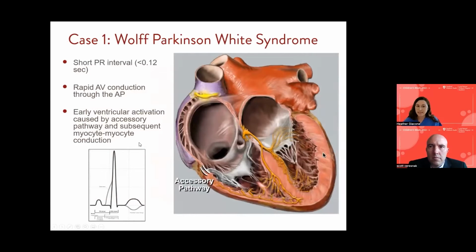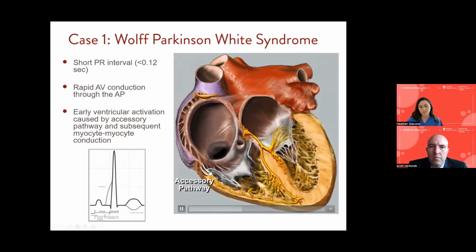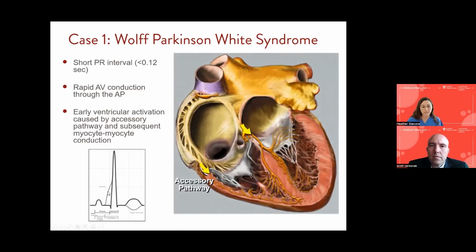So she is a case of likely Wolff-Parkinson-White syndrome. To classify Wolff-Parkinson-White syndrome, these patients do have a short PR interval, so less than 120 milliseconds. And this is really caused by the rapid conduction through this accessory pathway, or a small area of fibers that crosses this fibrous ring of the valves here and allows for electricity to excite the ventricle before the normal conduction system does. So this early ventricular activation, you can see, causes this delta wave.